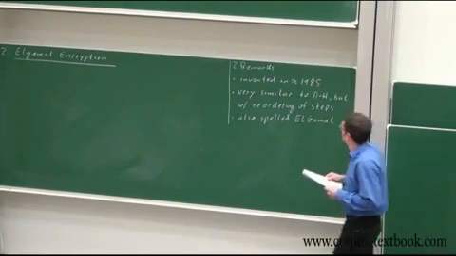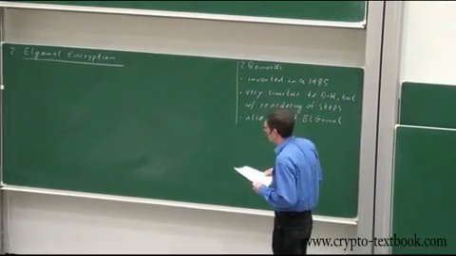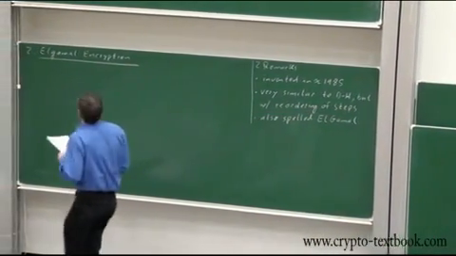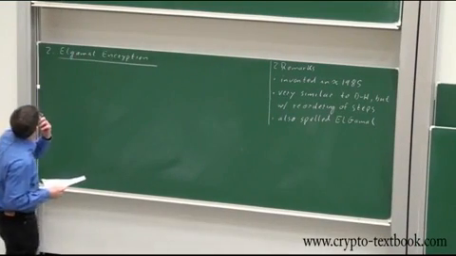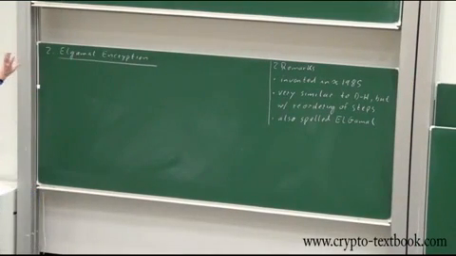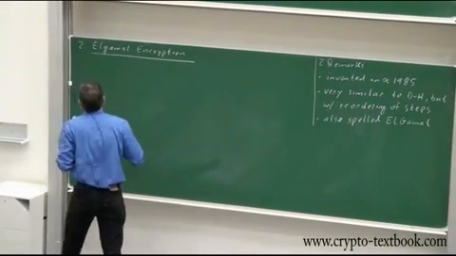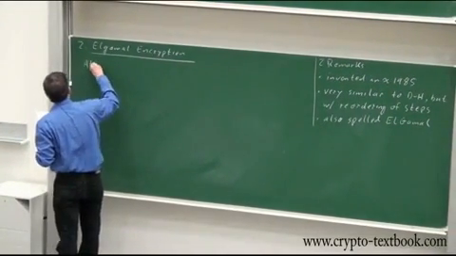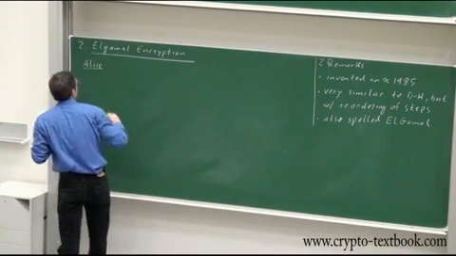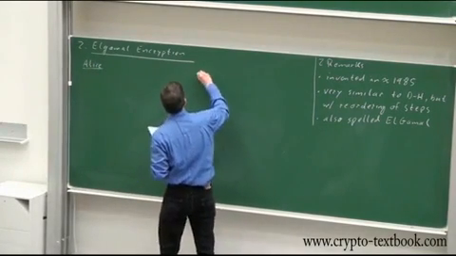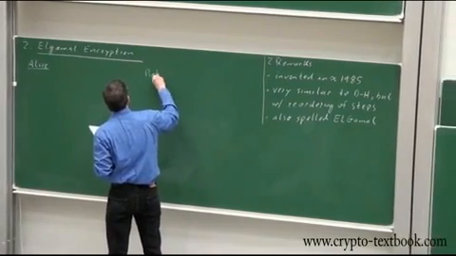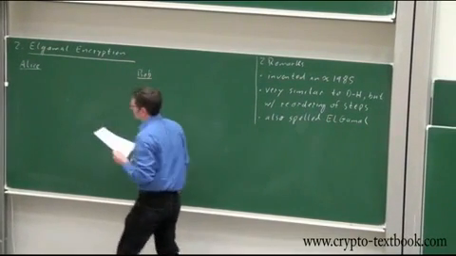So let's look into that, and we're going to jump back and forth between this new protocol and the old protocol. Again, we start with Alice and Bob.